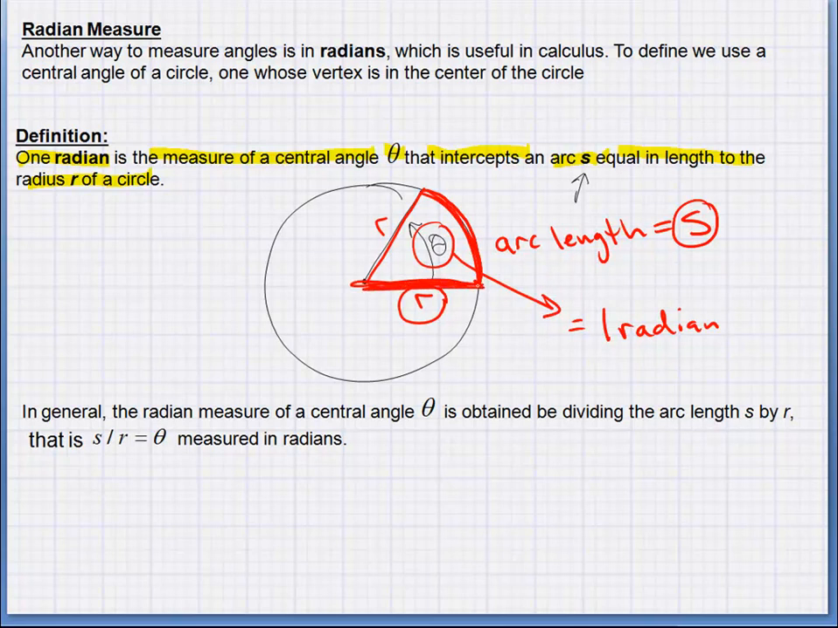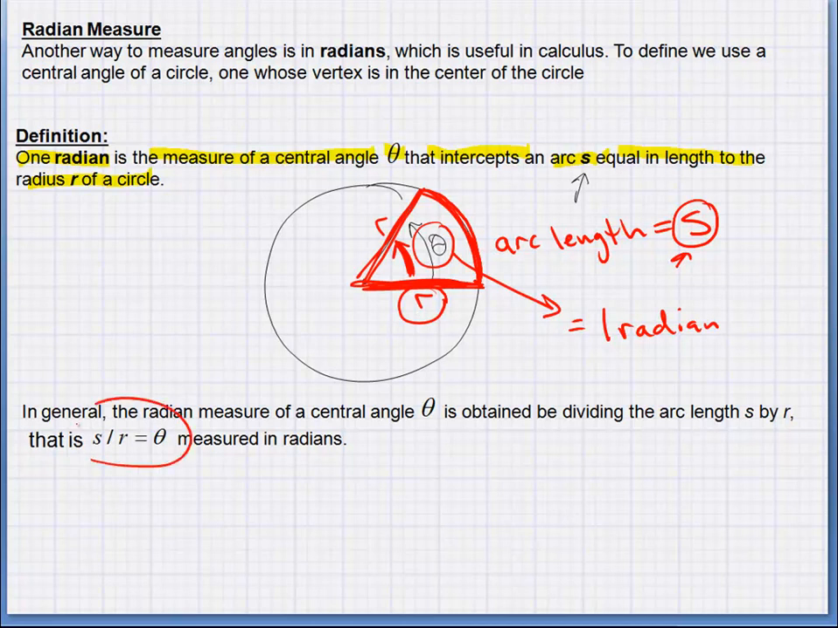So no matter what circle you have, for 1 radian measure, this rotation will always be the same no matter how big the radius is, because as the radius gets bigger, the distance I have to travel, the arc length, also gets bigger, and when those two are equal, that's when I'll have 1 radian. Okay? So if that's the case, then we have a formula we can use to create radians.